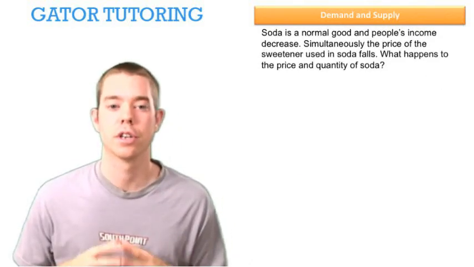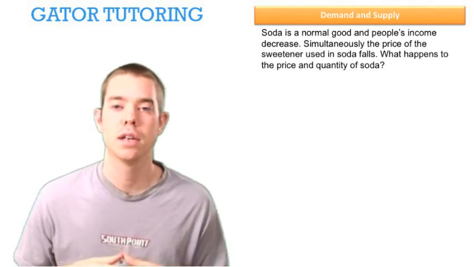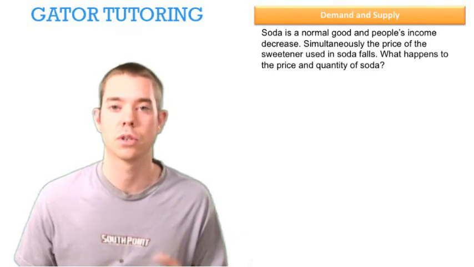Let's take a look at another example. It says that soda is a normal good and people's income decrease. Simultaneously, the price of the sweetener used in soda falls. What happens to the price and quantity of soda?